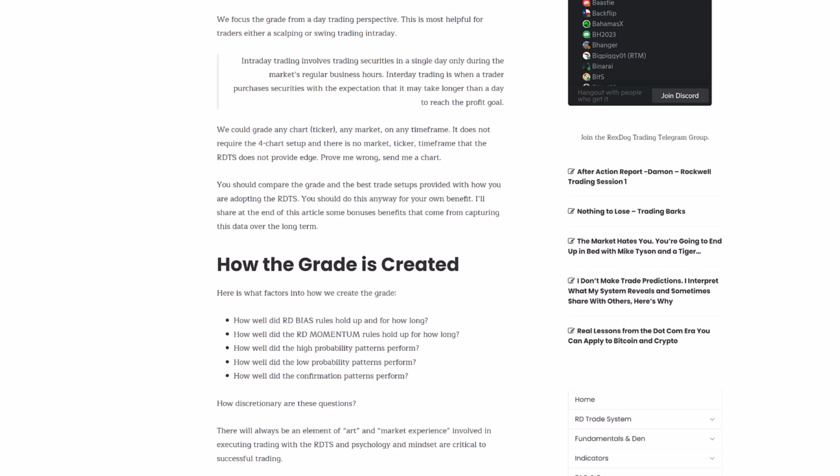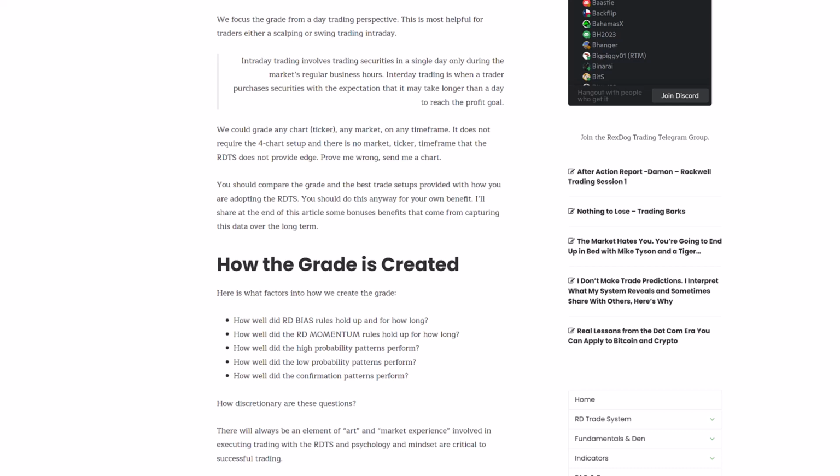So I'm speaking directly to members here. Look, when we provide a grade, you should be doing this anyways for your own benefit. You should be grading it because even if it's your own trade system, you want to objectively look at it and see how well it is providing me edge. And I'll share at the end of this article some bonuses and benefits that come from capturing this data over a long term. Let's dive in and let's get into the details of how this grade is actually created.